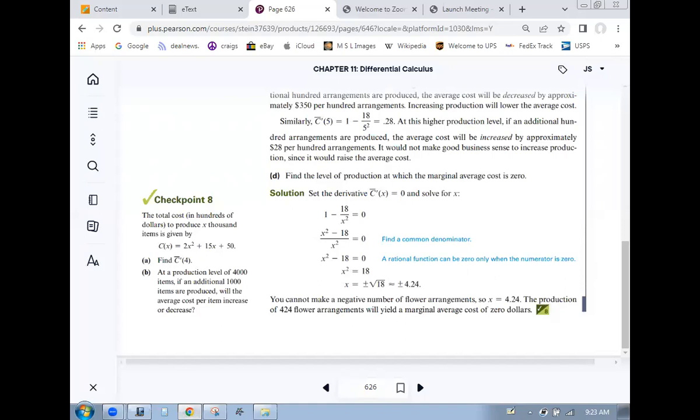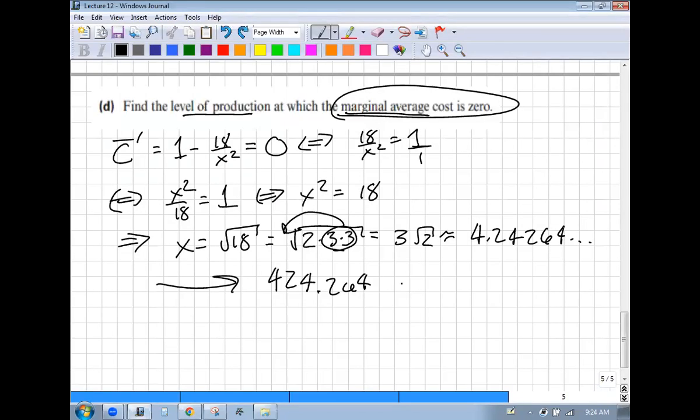Well, let's see, going down. You cannot make a negative number of flower arrangements. So X is 4.24. All right, and that's an approximation. So they just rounded down. The production of 424 flower arrangements will yield a marginal average cost of $0. Then they rounded down because you can't make a whole other one. If we round it up, then yeah, we'd be off. So you want to round down there. Yeah. 424 arrangements.